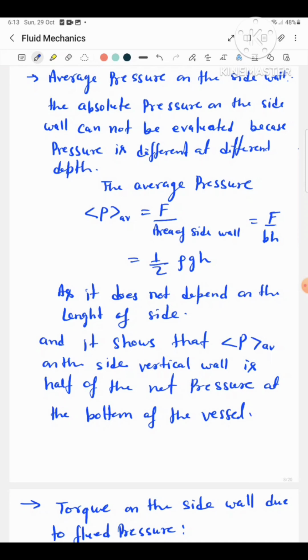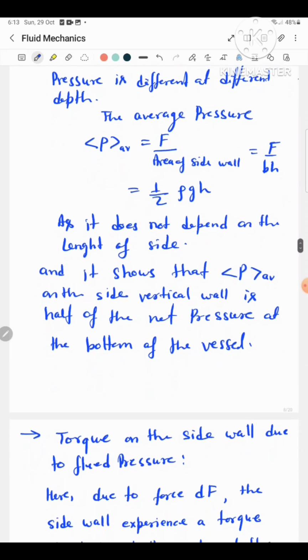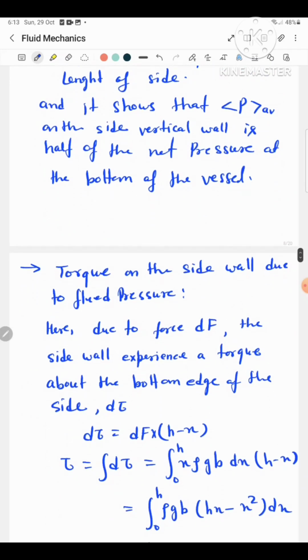and it shows that the average pressure on the side wall is half of the net pressure at the bottom of the vessel. Net pressure on the bottom of the vessel is rho g h. So average pressure is half of that pressure. Average pressure on the side wall is half of the pressure on the bottom of the vessel.